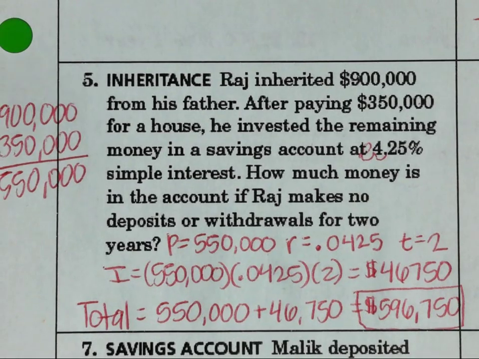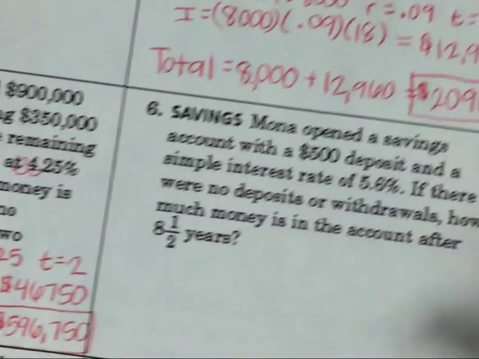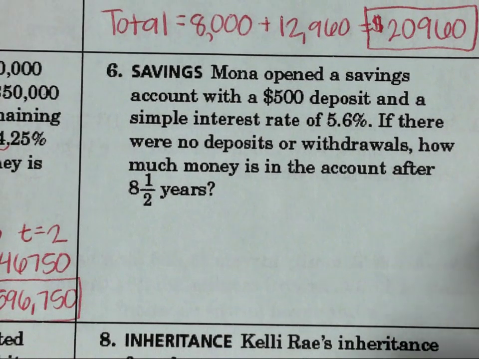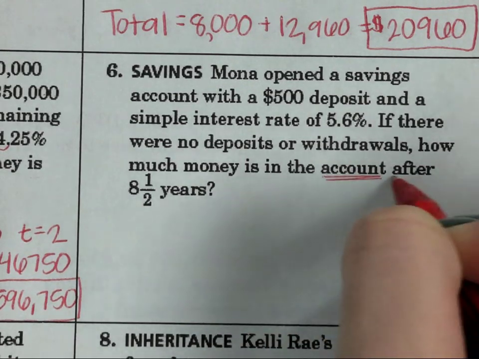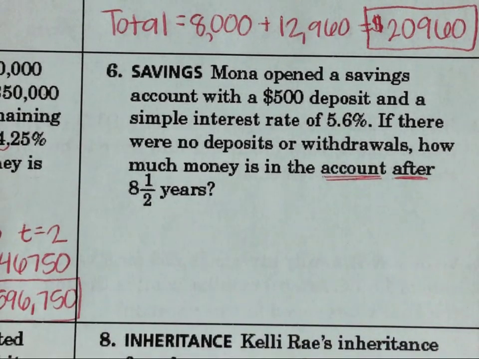All right, moving on to number 6. Mona opened a savings account with a $500 deposit and a simple interest rate of 5.6%. If there were no deposits or withdrawals, how much money is in the account after 8.5 years? Okay. So we're looking for how much money is in the account after the 8.5 years. So we've got to find our interest first and then add that to our original deposit.